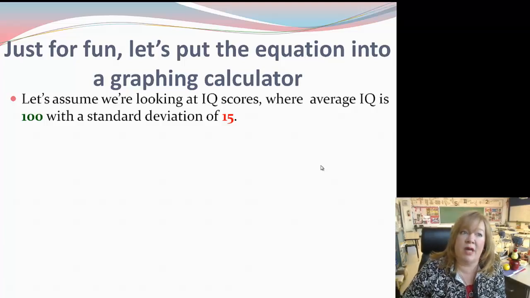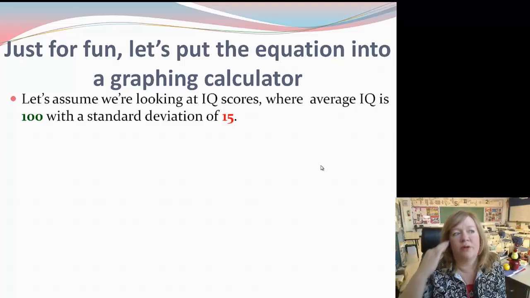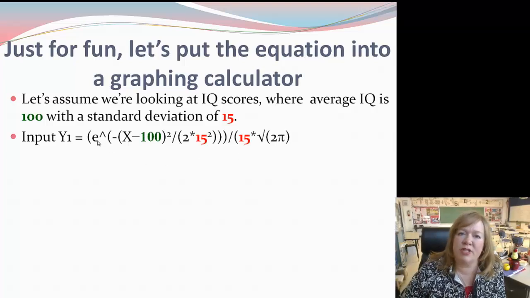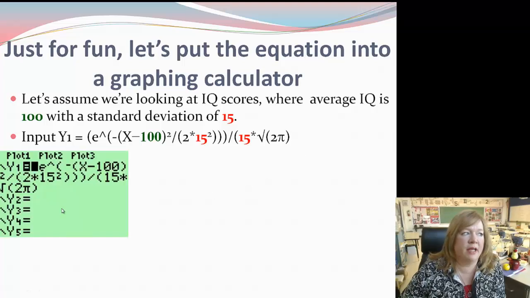If you look at IQs, the average IQ is set to be 100. Standard deviation is normally 15. So when we set this up, we just have to plug those into that formula. It looks kind of complicated, but you need to realize that natural e is just a constant, like pi is a constant. So we're going to plug this into the y equals on our graphing calculator, where the mean is 100 and the standard deviation is 15. So there's our formula. Here's what it would look like on your graphing calculator.